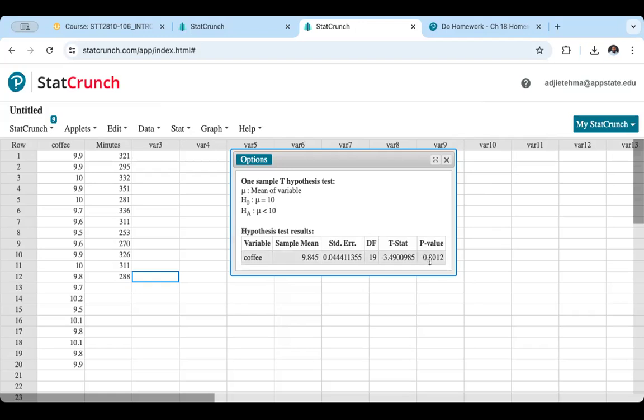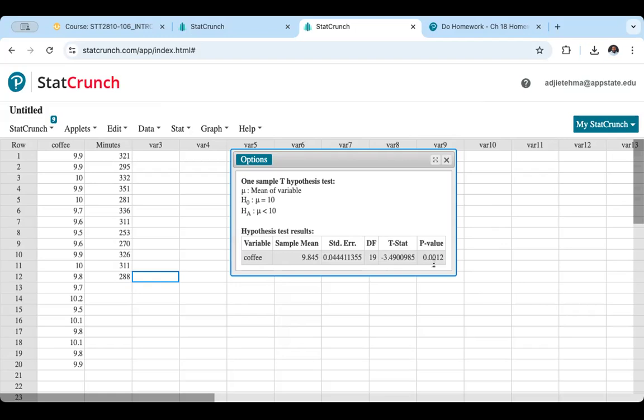Do you all agree this p-value here is small? So if it is small, what do we do? Do we reject or fail to reject? Yes, because the p-value here is small, we reject the null hypothesis. Is that okay? So we reject the null hypothesis.